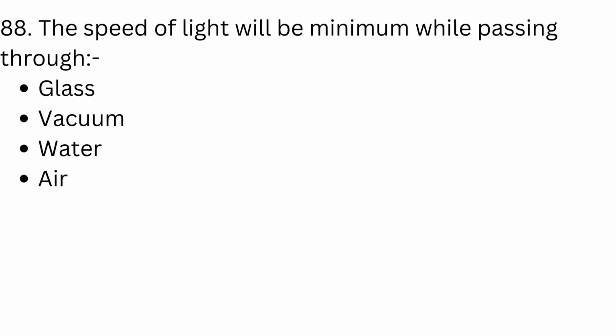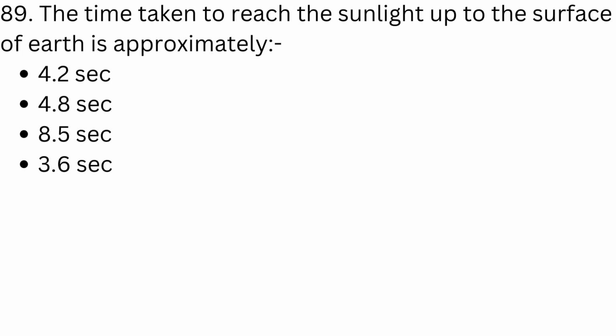Next question is, the speed of light will be minimum while passing through. Options are glass, vacuum, water, and air. And the right answer is glass.